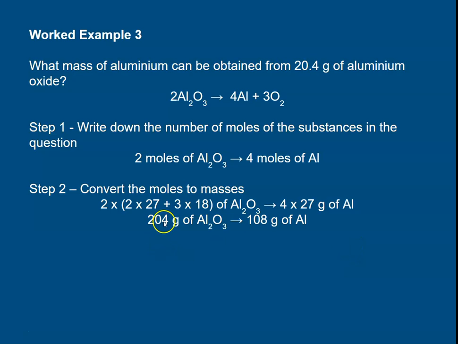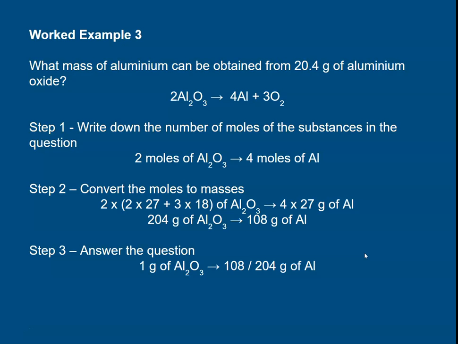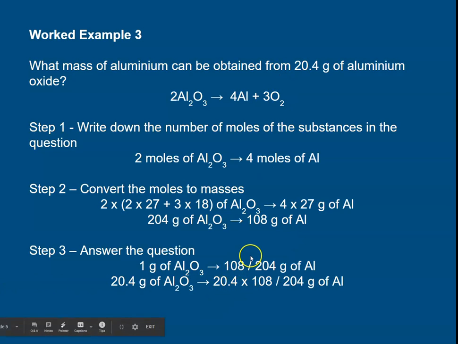Again, you might be able to see, oh yeah, 20.4, it's going to give me 10.8. But if you can't, then here's the way to do it. Again, divide each side of the equation by the number that's here. So that's 204 divided by 204, which gives 1. 108 divided by 204. We don't need to work out what that comes to. And then we haven't got 1, we've got 20.4, which is 20.4 times bigger than that sum. And so we should get, I hope, the answer of 10.8 grams.